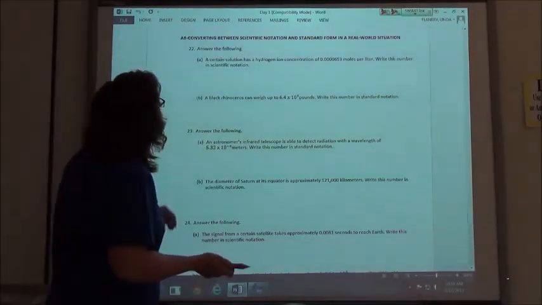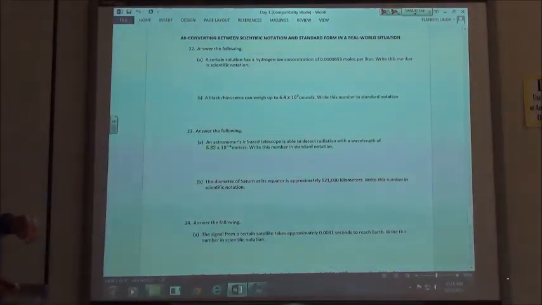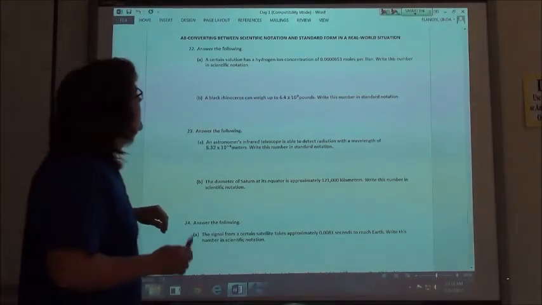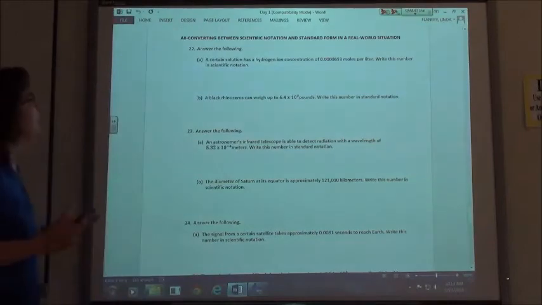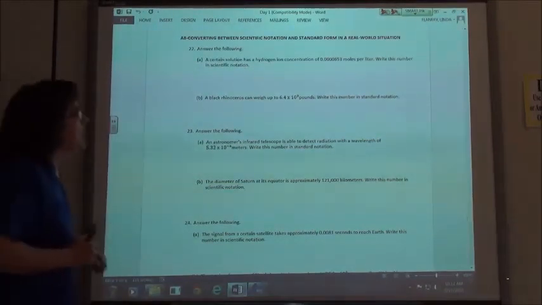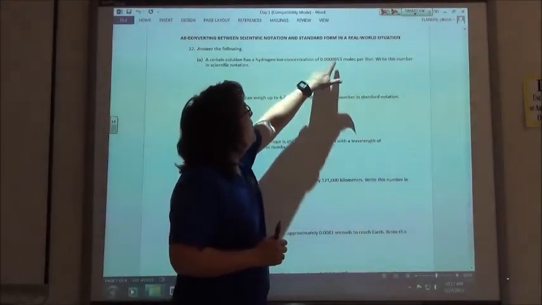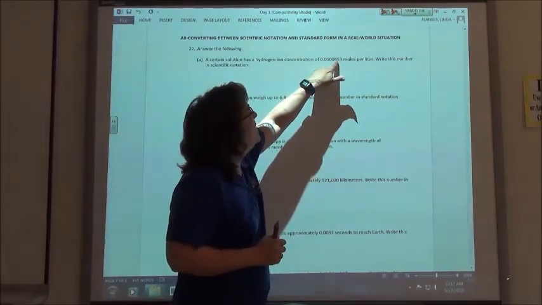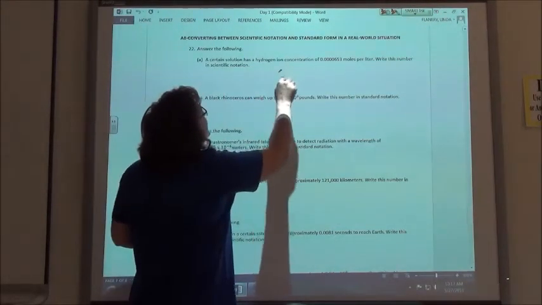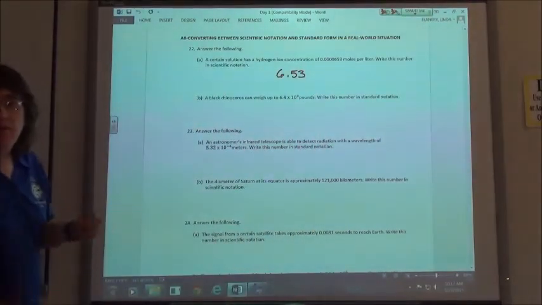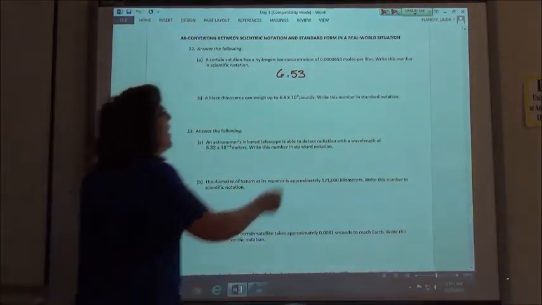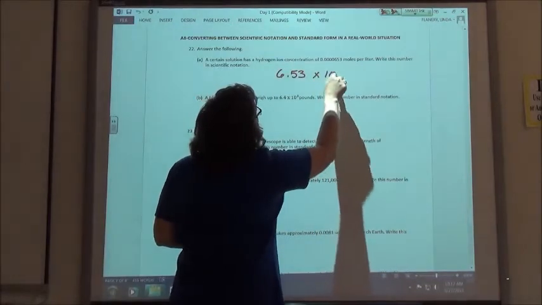So it says a certain solution has a hydrogen ion concentration of 0.0000653 moles per liter. Write this number in scientific notation. So in scientific notation, I'm going to put my decimal behind the first non-zero digit. So I have 6.53. 6.53 is a value that's between 1 and 10. I'm going to multiply that by a power of 10.